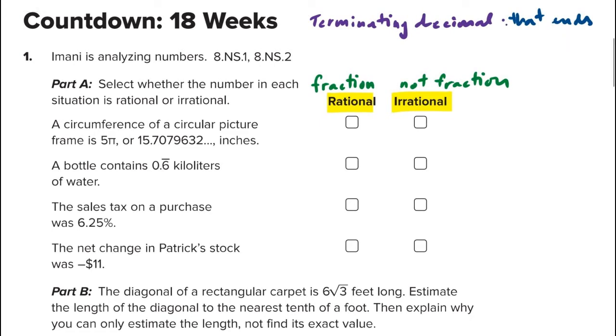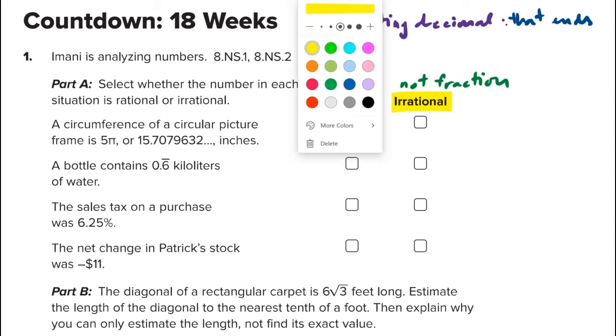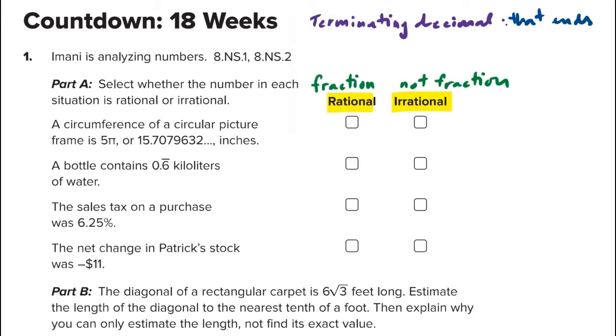So we're going to look at the first scenario. The circumference of a circular picture frame is 5 pi, or 15.7079632 inches. What do you think? Is this one rational or irrational? The answer is irrational because pi is an irrational number. It keeps going forever. We talked about this before. Whenever you see pi, it's going to be an irrational number.